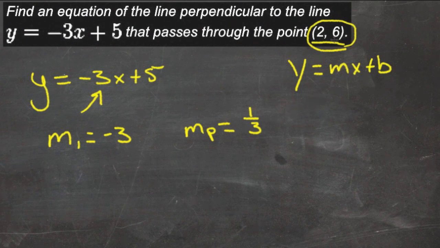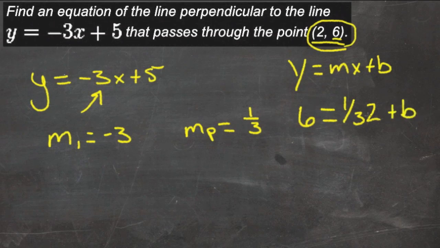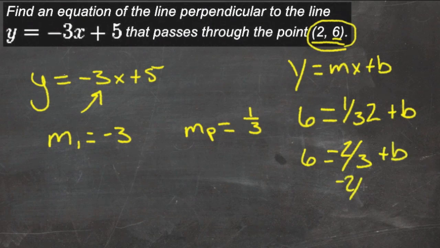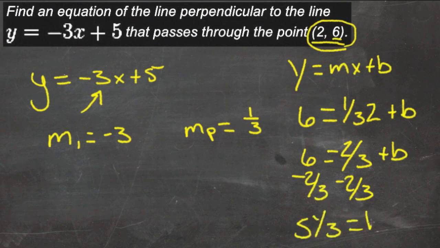So let's take this information, substitute it in. We'll get y, which is 6. 6 equals 1/3 of our x-coordinate, 2, plus b. And now we can solve for b. So 1/3 of 2 is 2/3. 6 equals 2/3 plus b. Subtract 2/3 from each side. And we get 5 and 1/3 equals b.